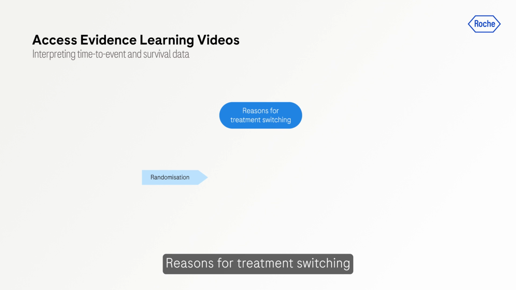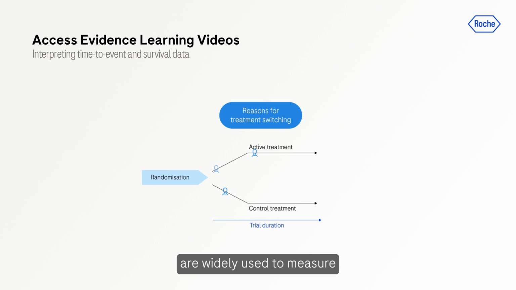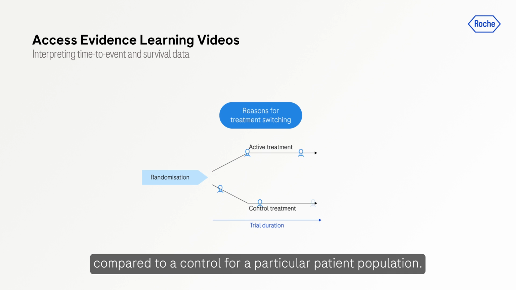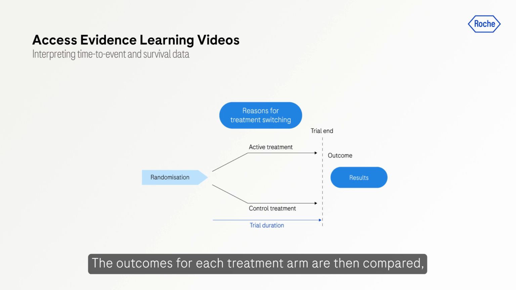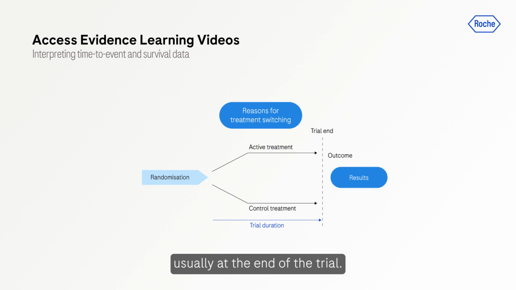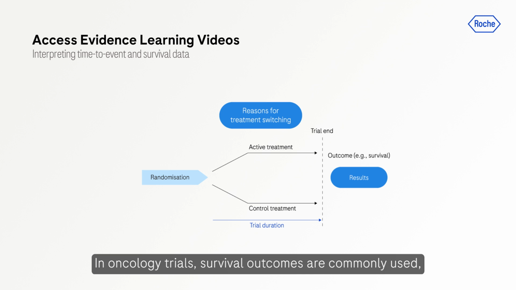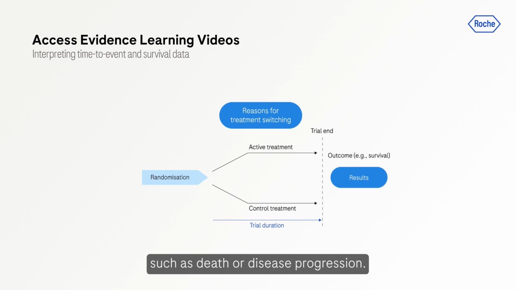Reasons for treatment switching. Randomized controlled trials, RCTs, are widely used to measure the effects of an active treatment compared to a control for a particular patient population. The outcomes for each treatment arm are then compared, usually at the end of the trial. In oncology trials, survival outcomes are commonly used, such as death or disease progression.